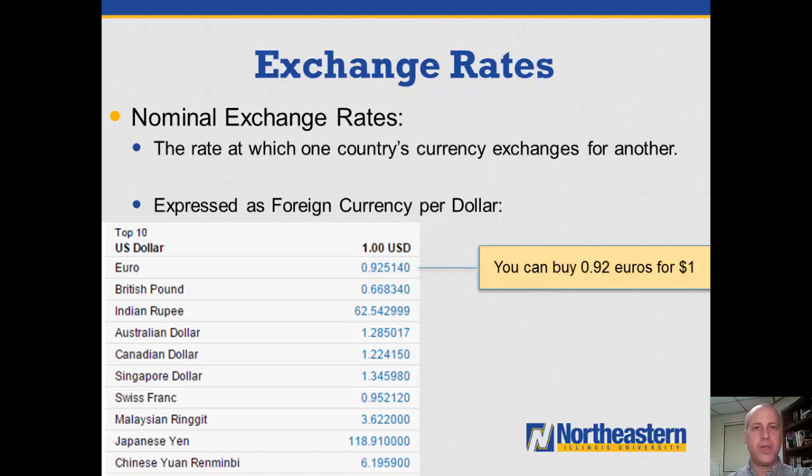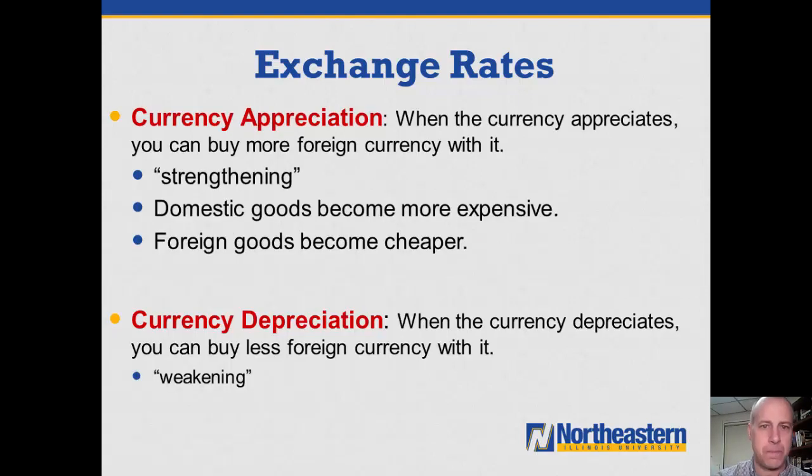So currencies fluctuate over time. They rise and they fall. These exchange rates between currencies rise and fall across time. When a currency appreciates, you can buy more foreign currency with it. This is called strengthening. And when a currency strengthens, the domestic goods become more expensive and foreign goods become cheaper. This generally leads to more imports coming in to the country with the stronger currency and fewer exports leaving. This will tend to widen trade deficits.